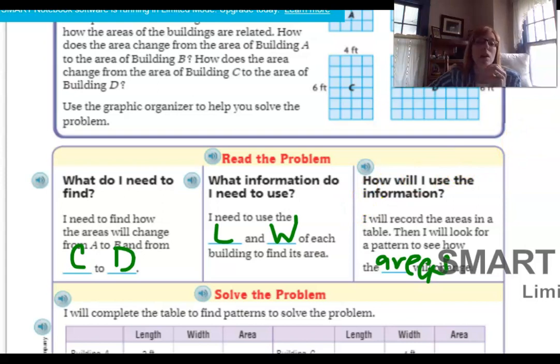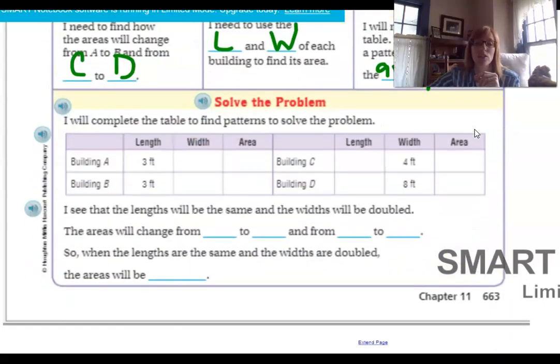It also says, what information do I need to use? Well, I need to use the length and the width of each building to find its area. I will record the areas in the table and I will look for the pattern and see how the areas actually change.